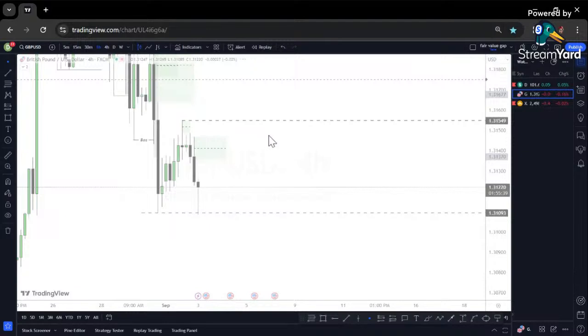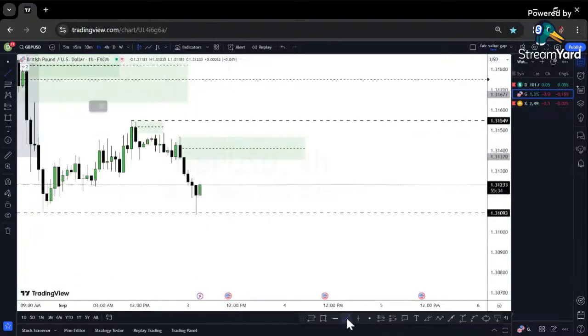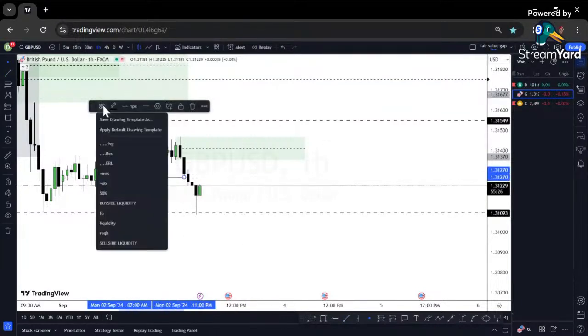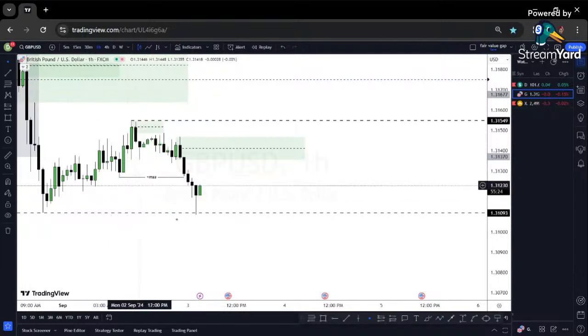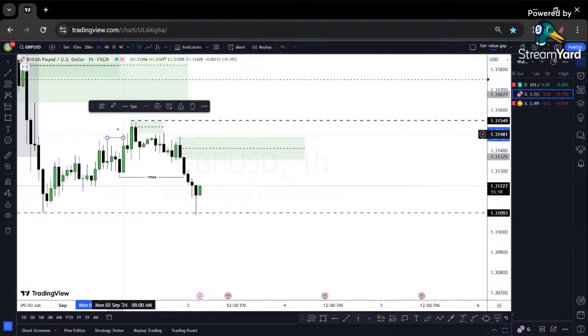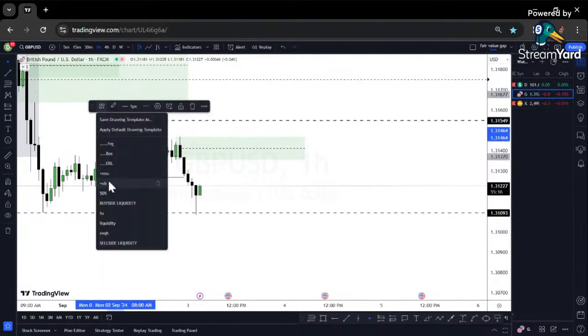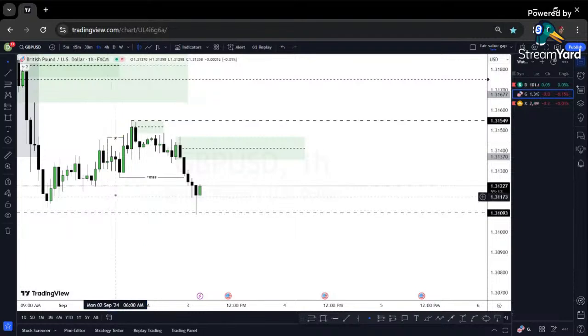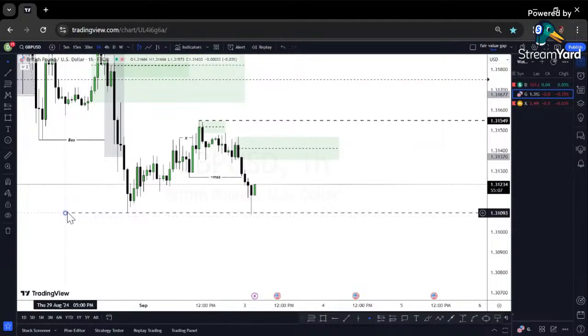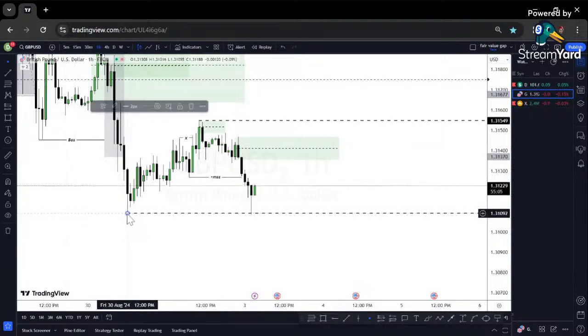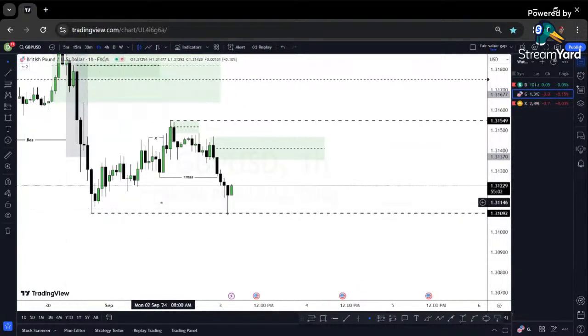Then if you come to the H1, you'd see clearly that we have broken the structure to the downside. Also took liquidity here and internal liquidity. Now that internal liquidity has been distributed to this external liquidity range here. The internal liquidity that was taken on H4 has been distributed this morning to this external range liquidity here.